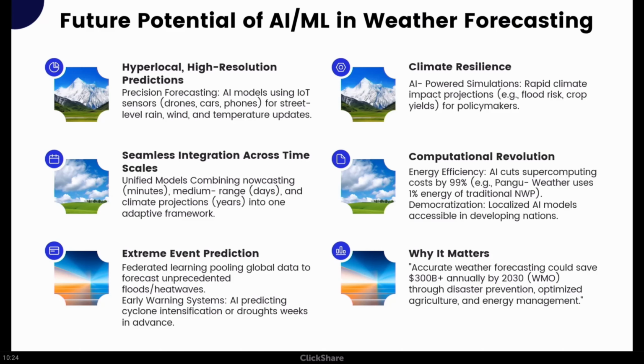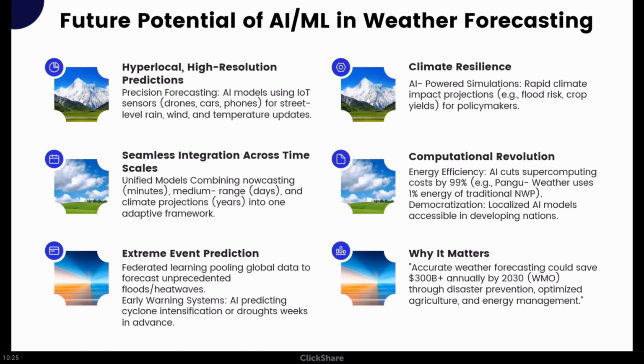Second is seamless integration, so you can have options for choosing days or minutes or years. This is called seamless, and that can also be achieved. And then extreme predictions. Federated learning can be used for using global data to focus on unprecedented floods or heat waves. And we can use AI for cyclone predictions, intensification, or droughts even weeks in advance. Another thing is climate resilience, AI powered solutions like rapid climate impact projections for policymakers in terms of crop yields or flood risks.